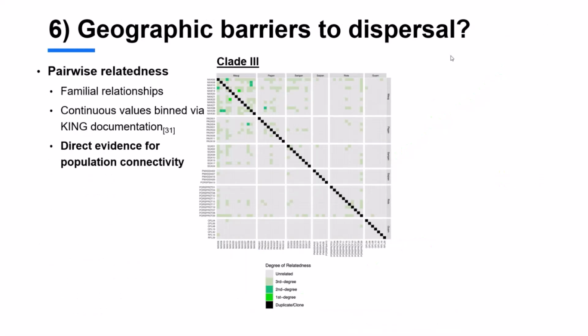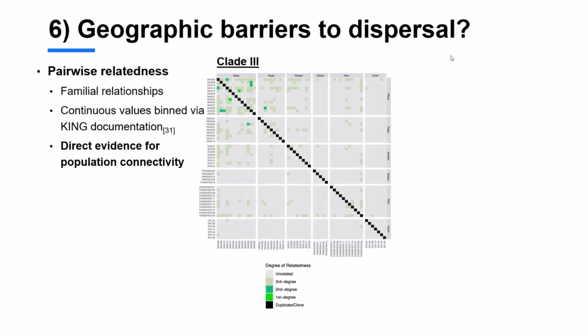Okay, turning now to answering the question of if geographic barriers of dispersal are acting in this group. The first way to answer this is by looking at pairwise relatedness. So pairwise relatedness essentially compares one sample to another, and these relationships can be understood in a sort of familial framework. So first degree relatives might reflect a parent and progeny relationship or sibling relationship.